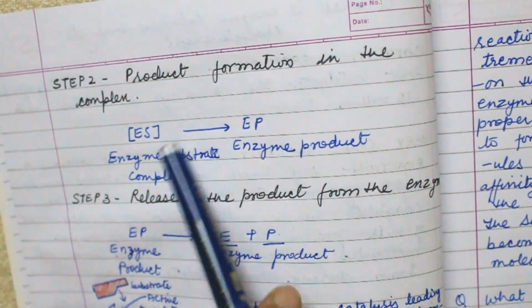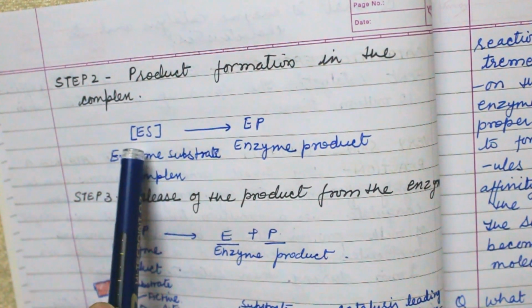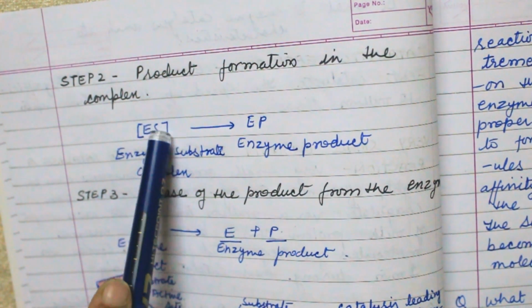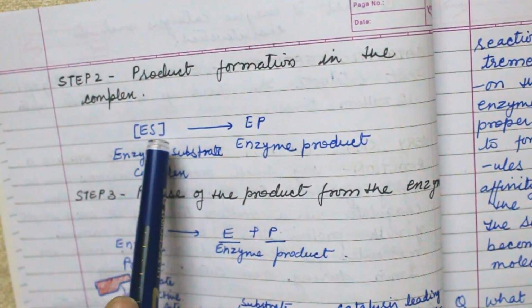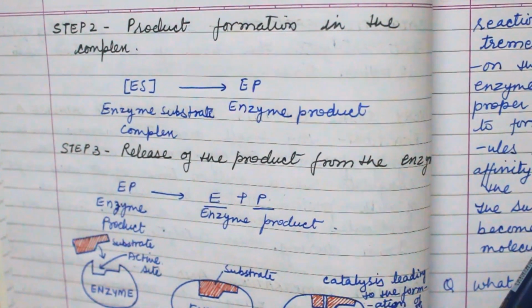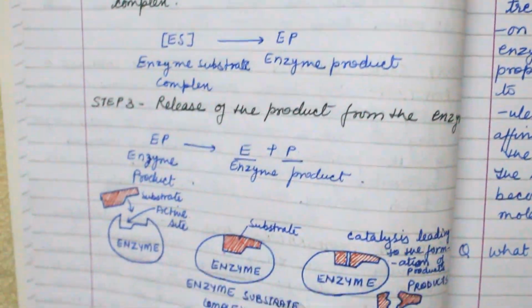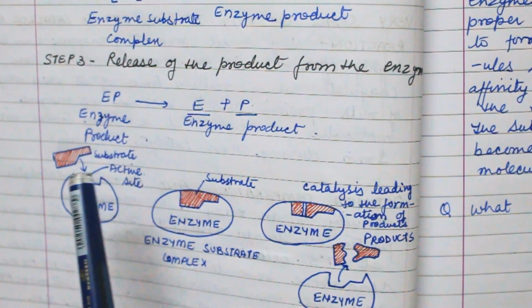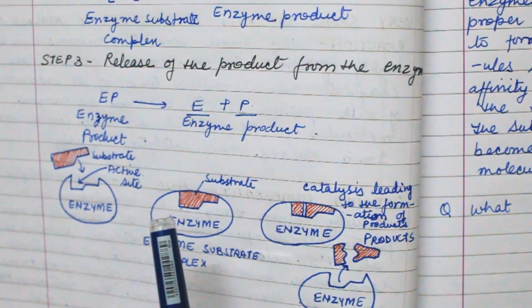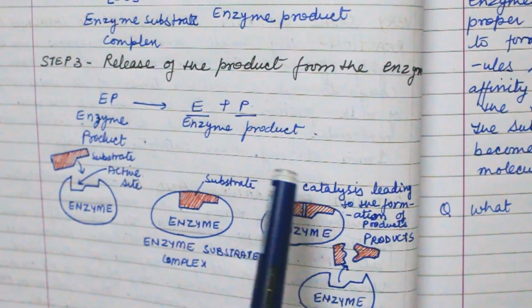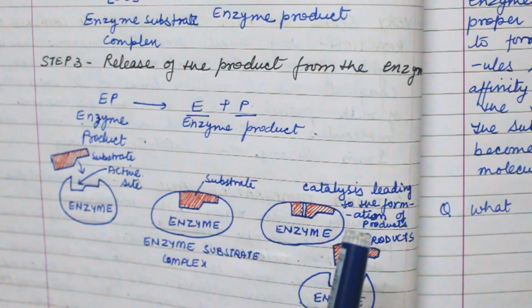The next step is product formation in the complex. When the enzyme and substrate combine together, the substrate becomes the product because it gets digested with the help of the enzyme. Otherwise our body would take millions of years to digest one meal, as you have studied before. Now the third step is releasing the product from the enzyme. If the product is formed, now your food is digested and the waste product is formed, then the product just leaves the enzyme and gets discarded from the body.